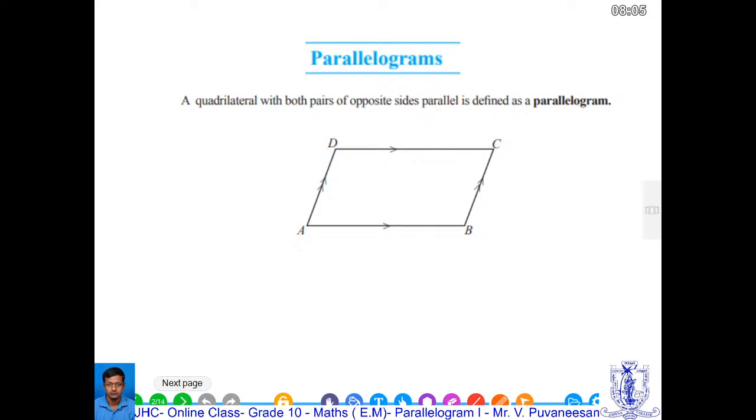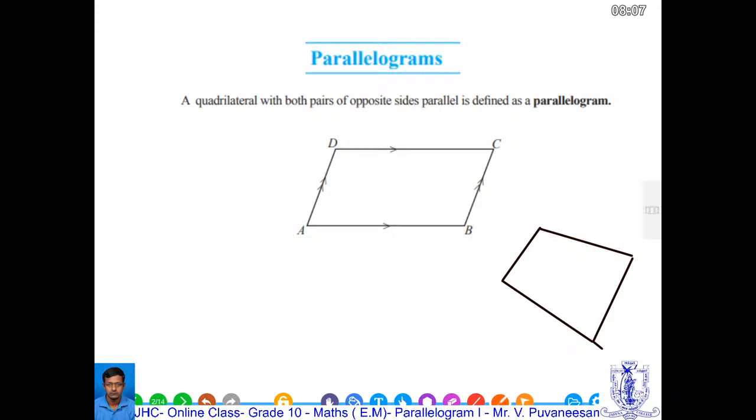What is a parallelogram? A parallelogram is a quadrilateral. This is a quadrilateral. In this quadrilateral, this side and this side are opposite sides, and these two are also opposite sides. This angle and this angle are called opposite angles, and this and this are also opposite angles. So in a quadrilateral there are two pairs of opposite sides and two pairs of opposite angles.